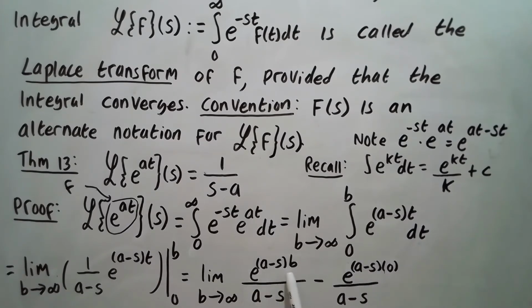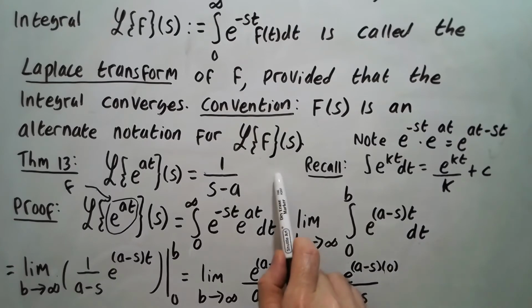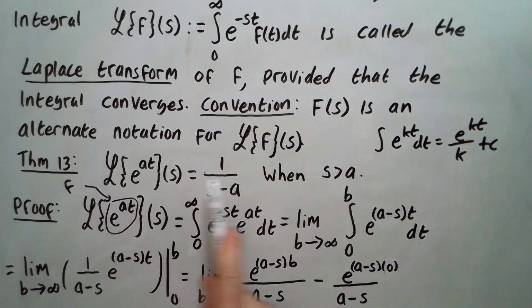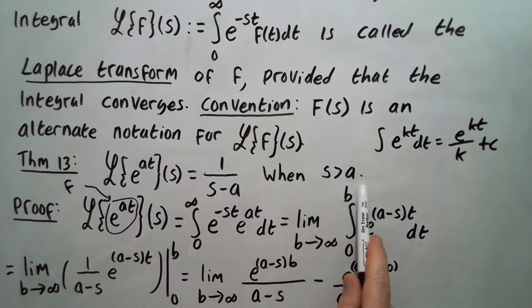Actually, we're going to have to make an assumption here. I probably should have written it at the beginning. We're going to assume that s is greater than a. So let me write it up here now. Okay, so I should have written this at the beginning of the theorem. So this is true when s is greater than a.